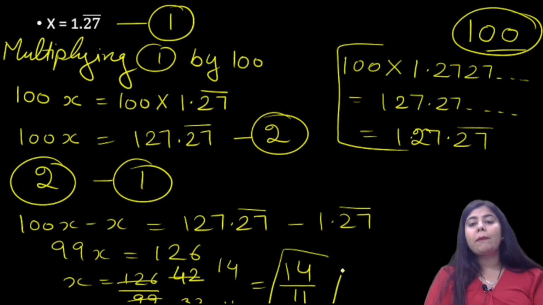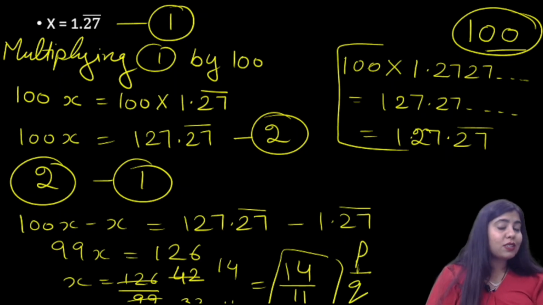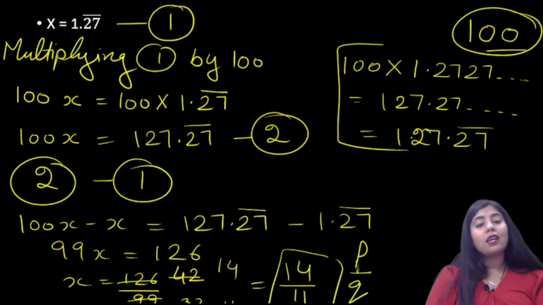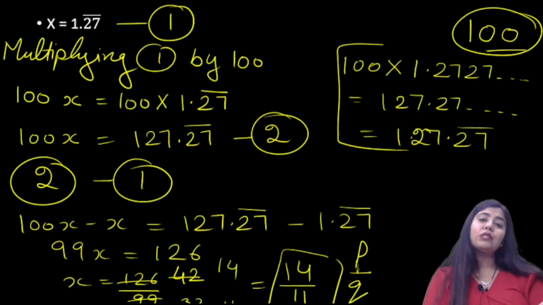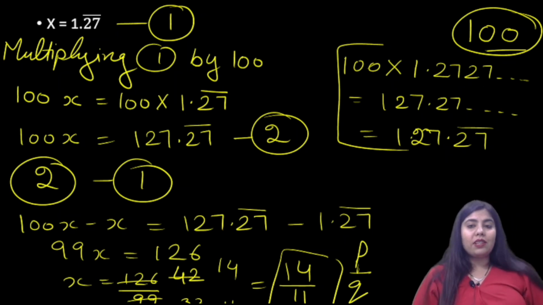This is the p by q form, where p and q both are integers, 14 and 11 both are integers, and the denominator is 11, which is not equal to 0. So it is a rational number. The decimal expansion that was non-terminating repeating, 1.27 bar, we can write in the form of a rational number as 14 upon 11. Clear?